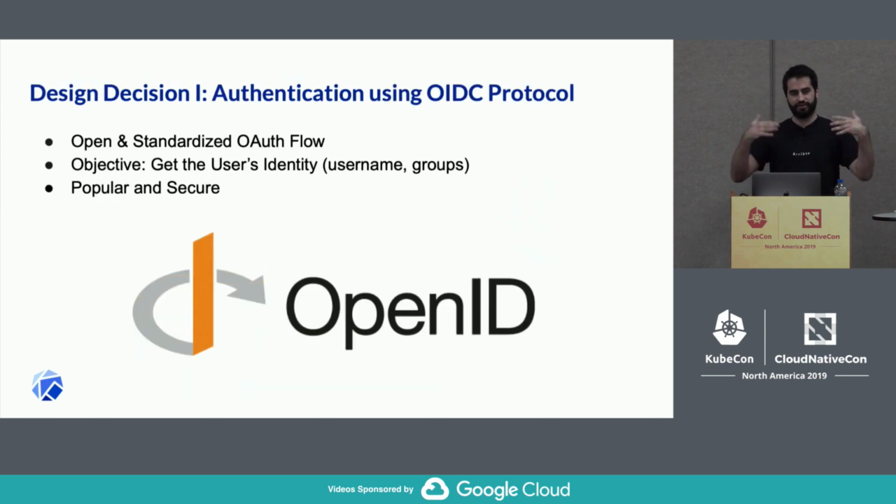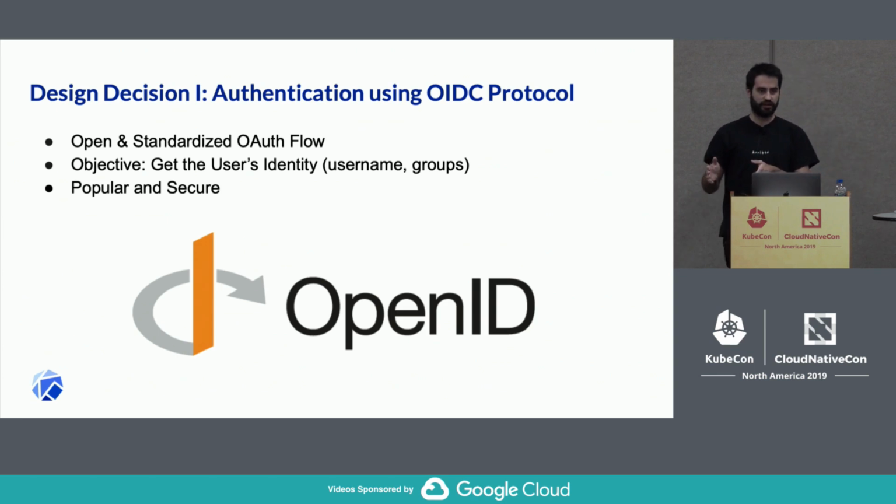And let's go over the important design decisions that we made when we made this design. Our first design decision is to use OIDC. OIDC is an open and standardized OAuth flow, which in plain words, is basically a procedure for getting a user's identity out of an identity provider, like Google, like LinkedIn, like an LDAP database, like anything. And it's popular and secure and open source.